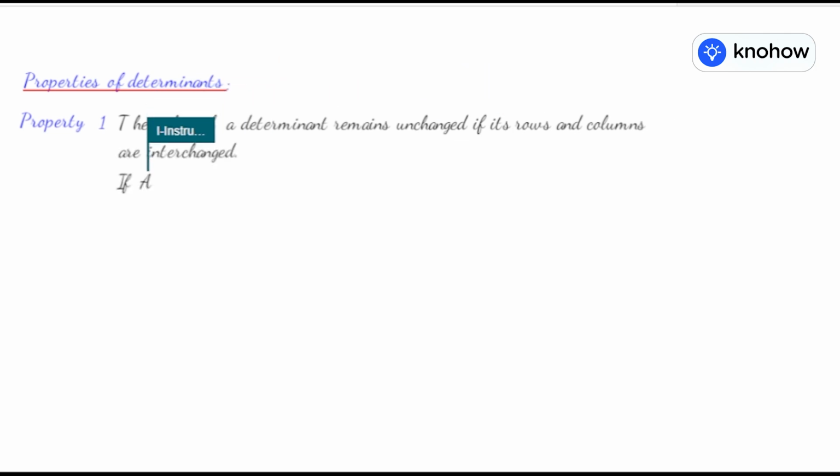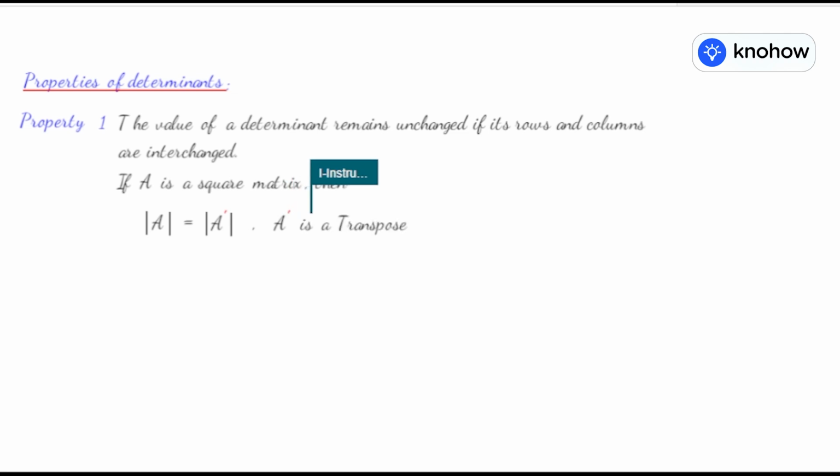If A is a square matrix, then the property says that the value of determinant A will be the same as the value of determinant A dash. What does A dash denote? A dash is the transpose of matrix A. And what is the transpose of matrix A? A matrix obtained by interchanging the rows and columns. So that's what the property says: given a determinant, if we interchange the rows and columns, then the value of the new determinant will be the same. It can easily be verified.